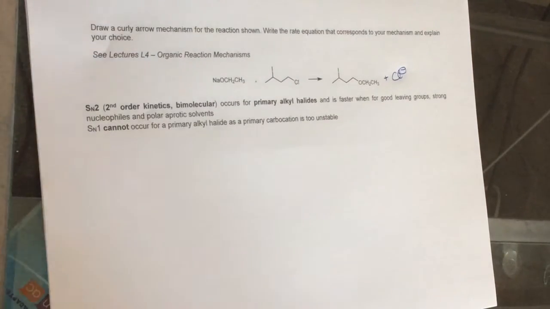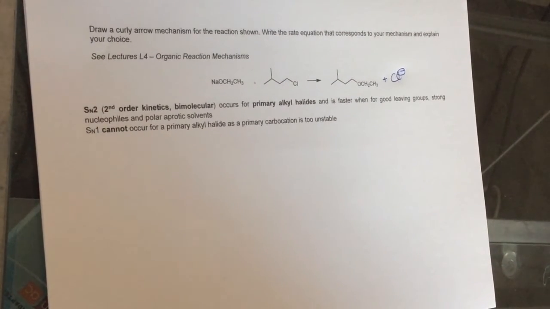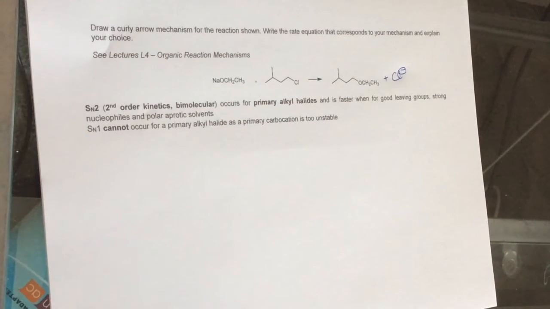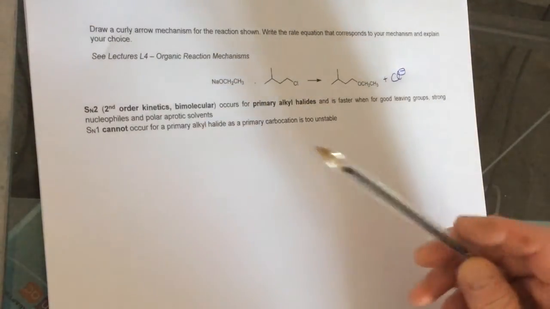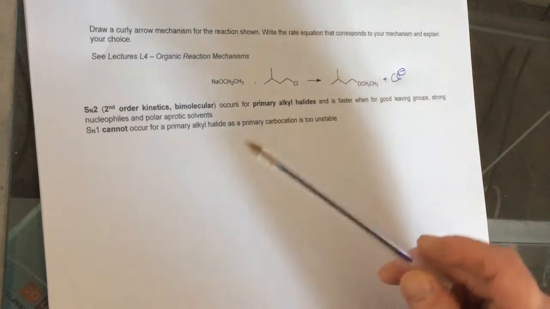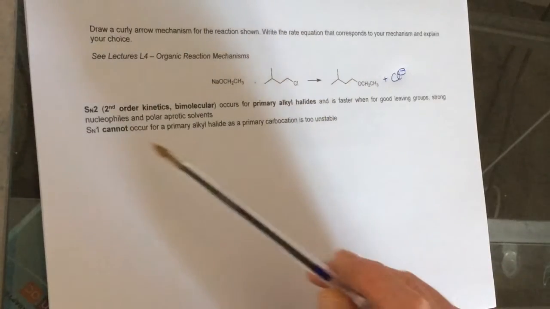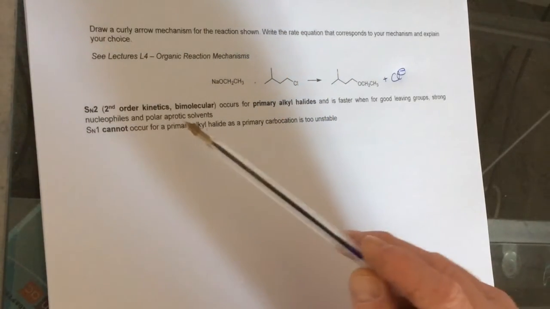And there are two possible mechanisms that can occur. One is called SN2 and one is called SN1. Obviously you have to read the notes to get a detailed explanation for that. SN2, which is actually the one that occurs for this particular reaction, the label stands for S substitution, N nucleophilic, and 2 second order kinetics.